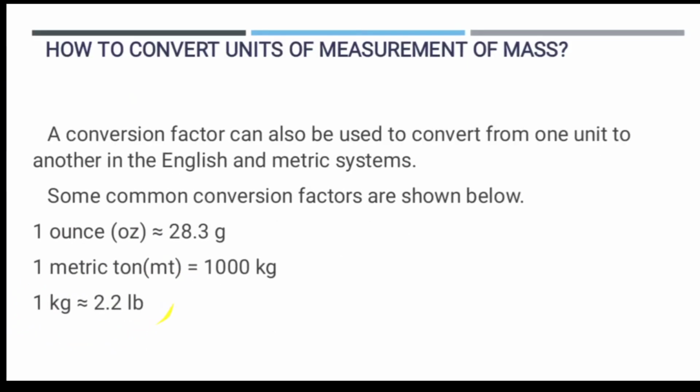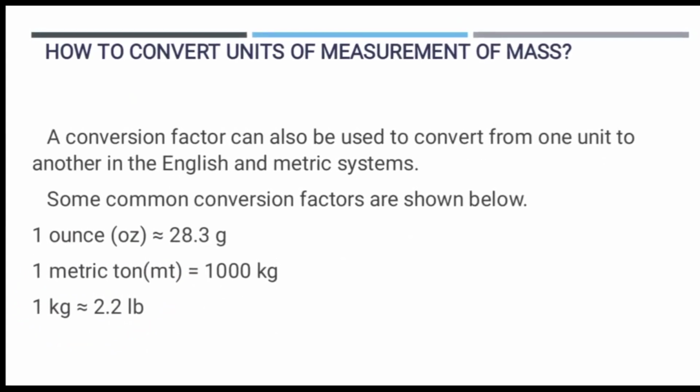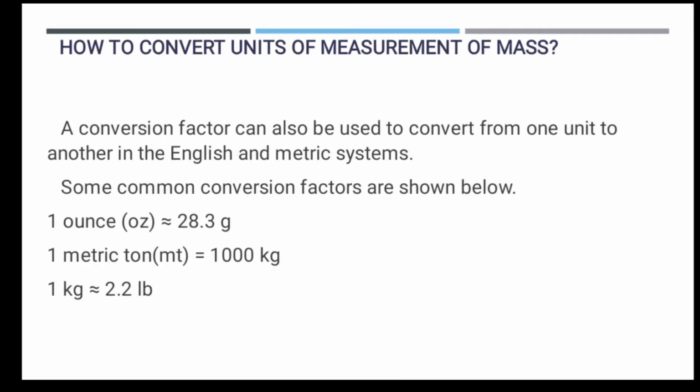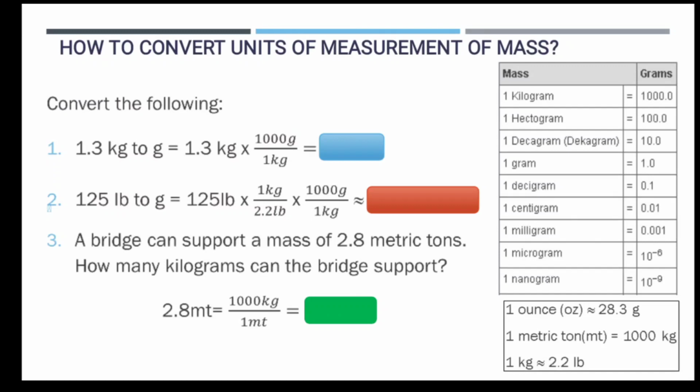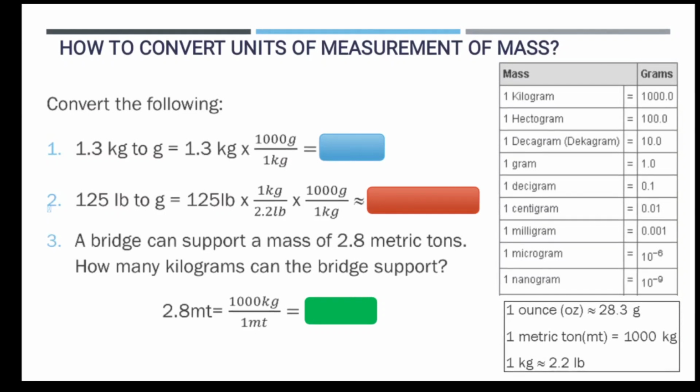And 1 kilogram is approximately 2.2 pounds. Okay, so you have to familiarize yourself with the following conversion factors. So these are the conversion factors. Let's convert the following. So let's convert 1.3 kilograms to grams.